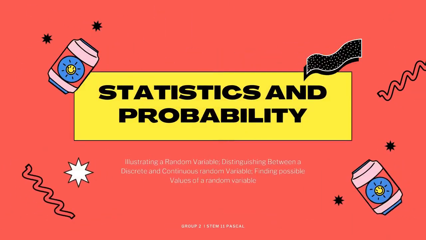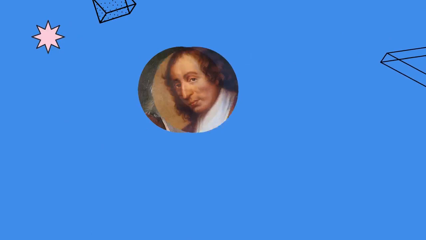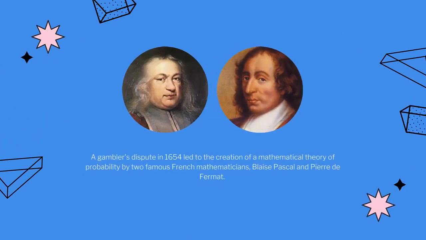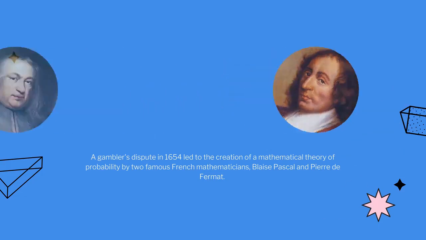Illustrating a random variable, distinguishing between a discrete and continuous random variable, finding possible values of a random variable. A gamblers' dispute in 1654 led to the creation of a mathematical theory of probability by two famous French mathematicians, Blaise Pascal and Pierre de Fermat.